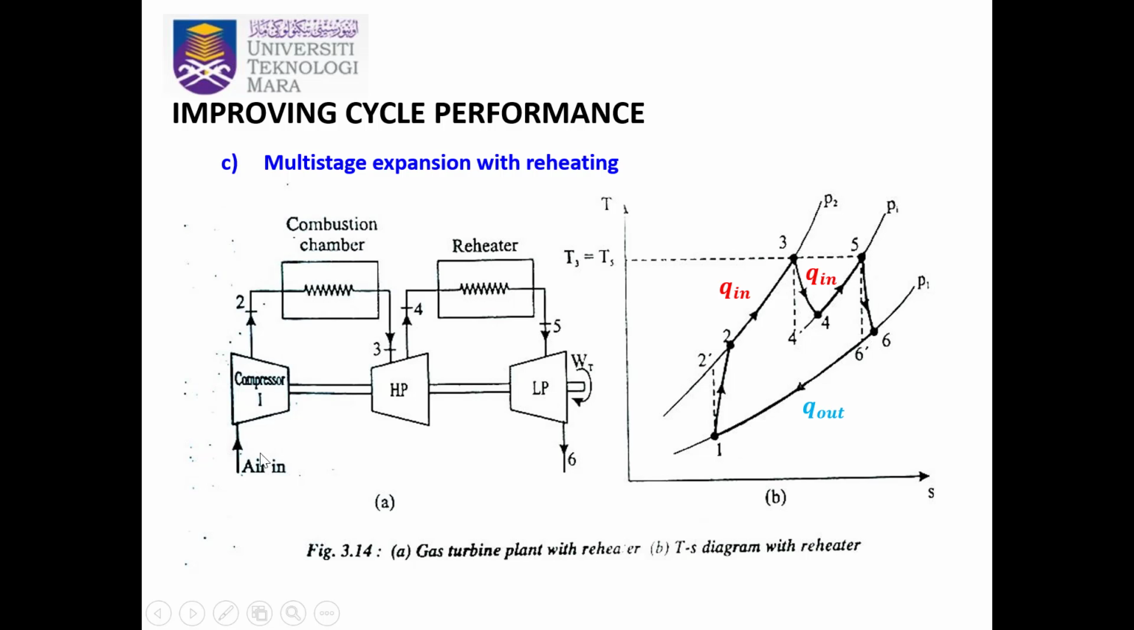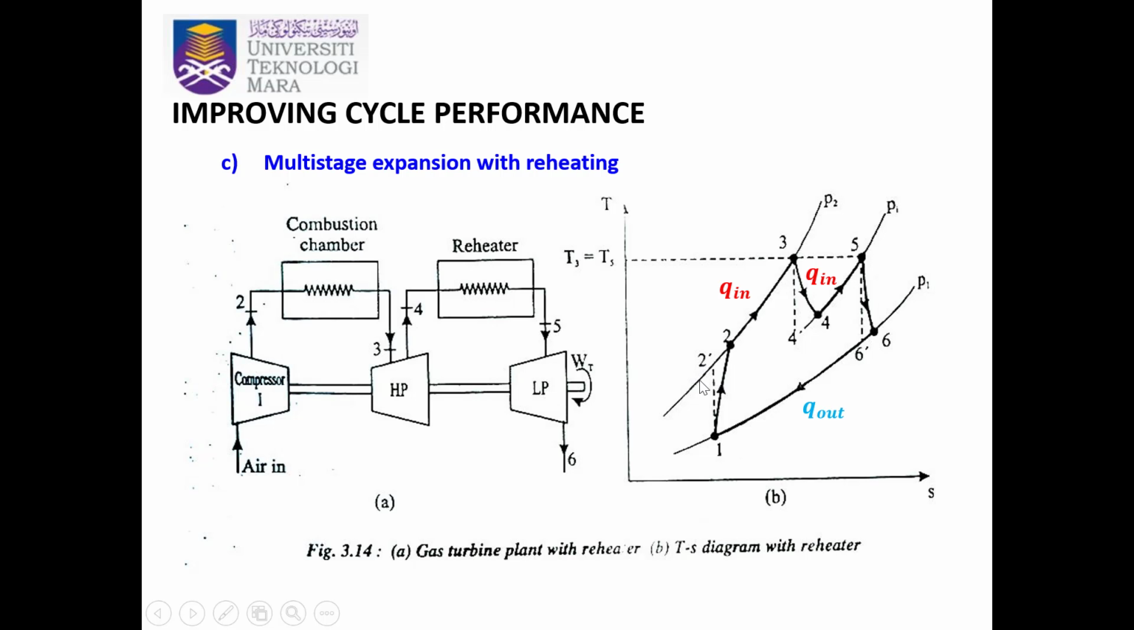For example, the air enters the compressor at point 1. We compress the air, then the temperature increases, and we reach point 2. 2 prime is the theoretical value, and 2 is the actual value. We look at the theoretical value first. The pressure increases from point 1 to point 2.